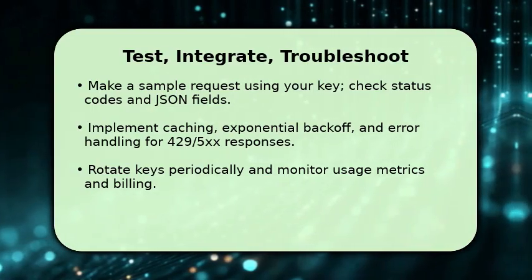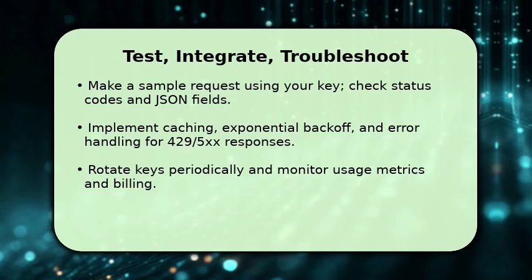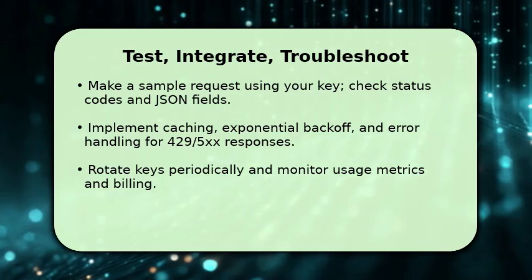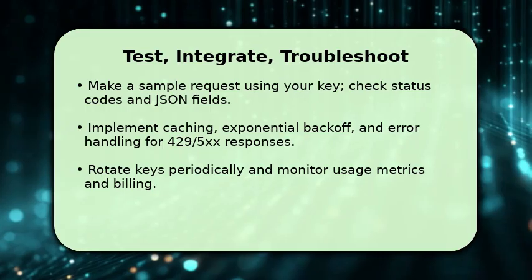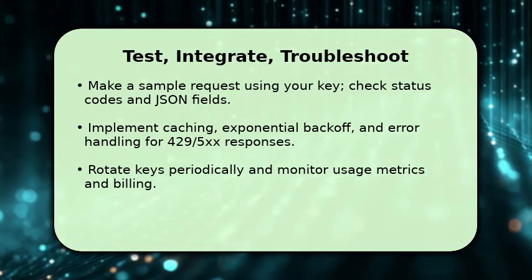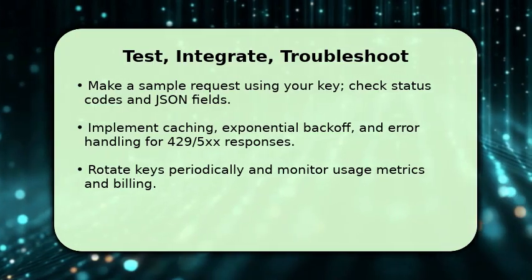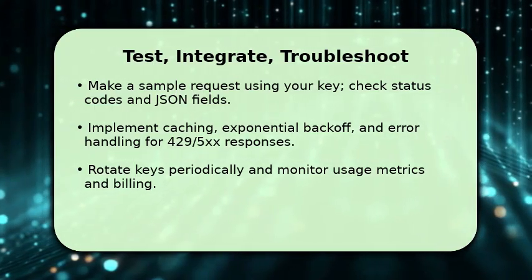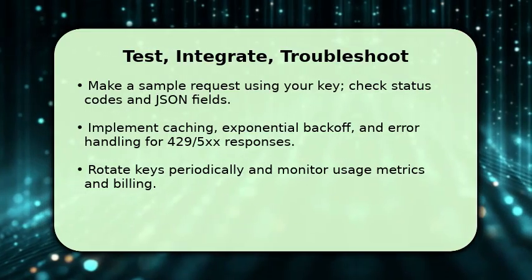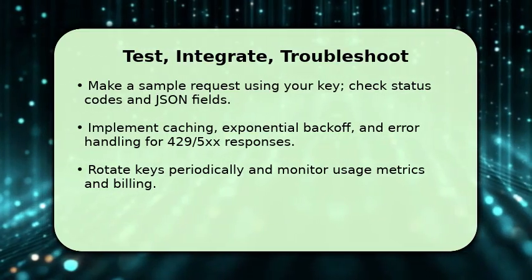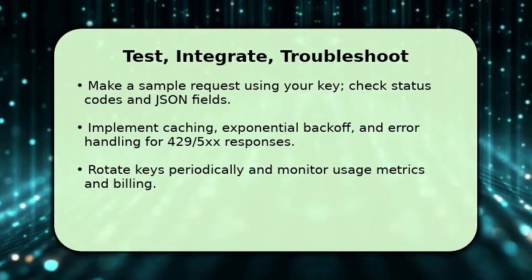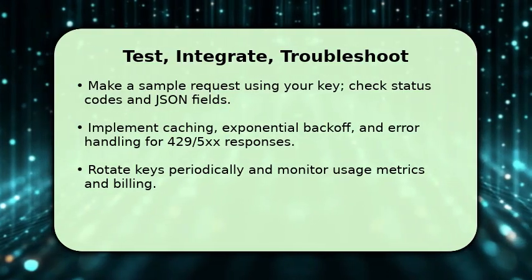Integrate the key into your app securely. Use environment variables or a secret store, and add caching plus exponential backoff for 429 or 5xx responses to avoid outages. Monitor usage and billing continuously, and rotate keys periodically. If you see authentication errors, verify key activation, allowed referrers, and that you're using the correct endpoint and parameter names.